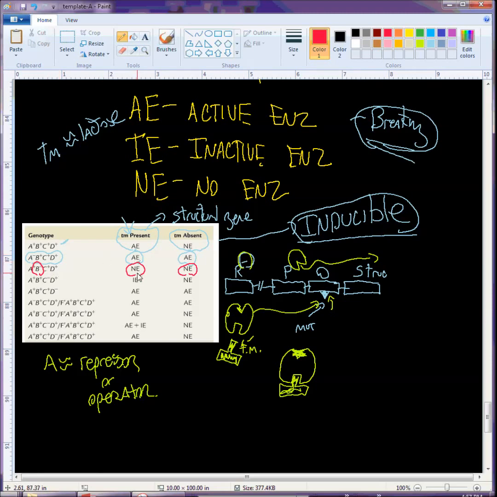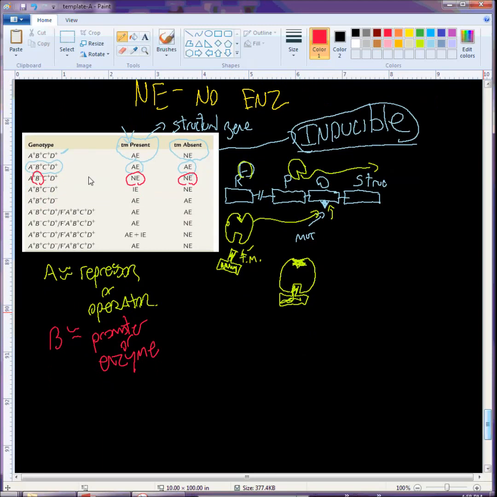Yeah, so B could be the promoter or the enzyme too. Well, I think then we would say inactive enzyme. But okay, let's assume we can't tell yet with B. B could either be the promoter. I think it's probably going to be the promoter because they specifically differentiate between inactive enzyme and no enzyme. And they're saying no enzyme. So in this case, I think it's going to be the promoter, but let's hold on a second. Okay, so let's take a look at the next one.